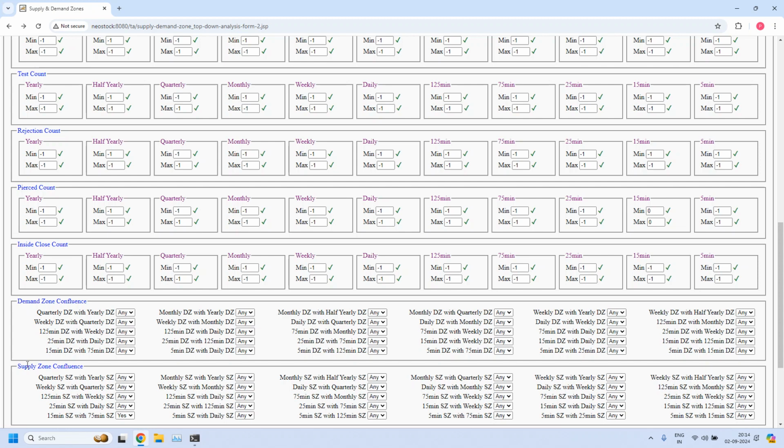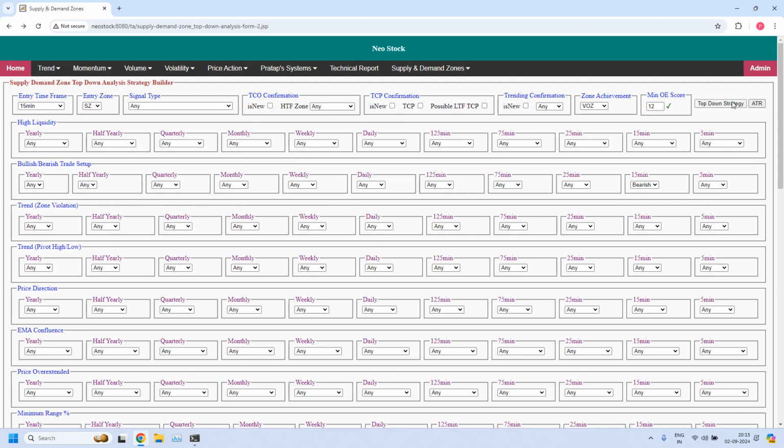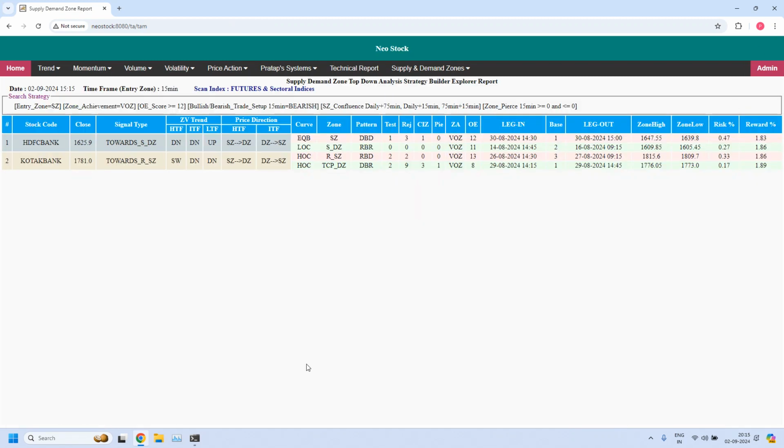So where is it? Demand zone, supply zone. 75-minute supply zone, sorry, this is already enabled. 15 minutes and 75. Next, 15 minutes supply zone with the daily supply zone also I am enabling. 75 and daily also I am enabling, with all the 3 options. Let's check. Only 2 stocks are filtered.